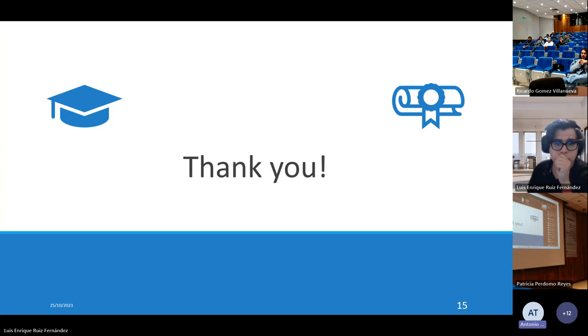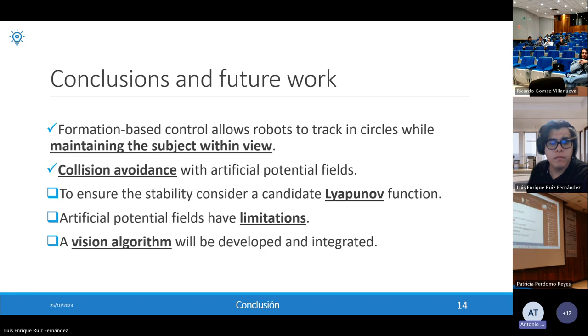Dr. Luis Enrique? Yes. How do you think that you will integrate the vision algorithms to this problem? Because I mean, most of these algorithms are quite time consuming, so I'm not sure if they will work in real time. Maybe you have seen some algorithms that can run fast, or I don't know.